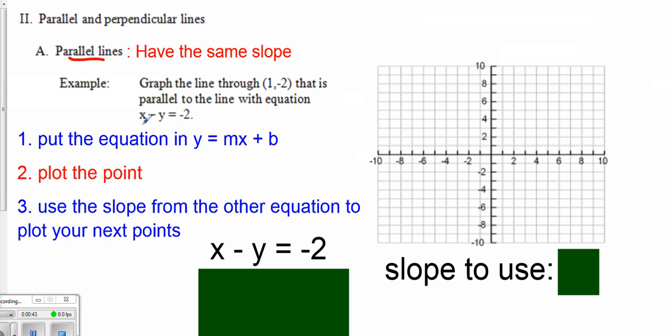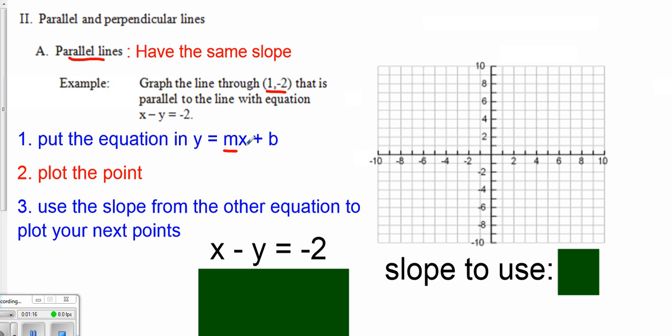Now first, look at this one. This one is already in standard form. We want it in y equals mx plus b. When we get it into y equals mx plus b, this m value, the number right in front of x, is going to be our slope. Once we know the slope of this equation, a parallel slope is going to be the exact same. So once we know a slope and we know this point, we can easily graph it.